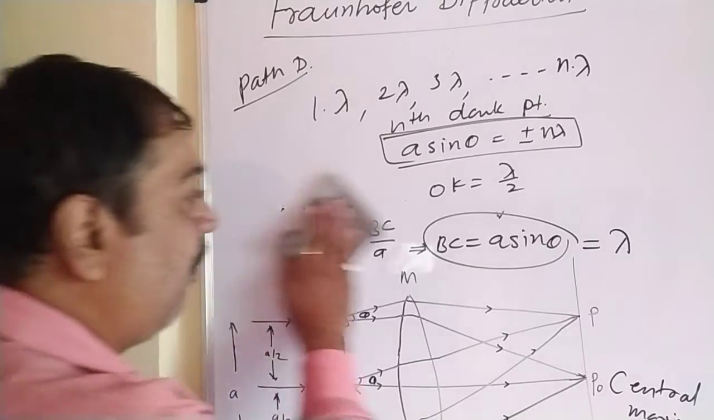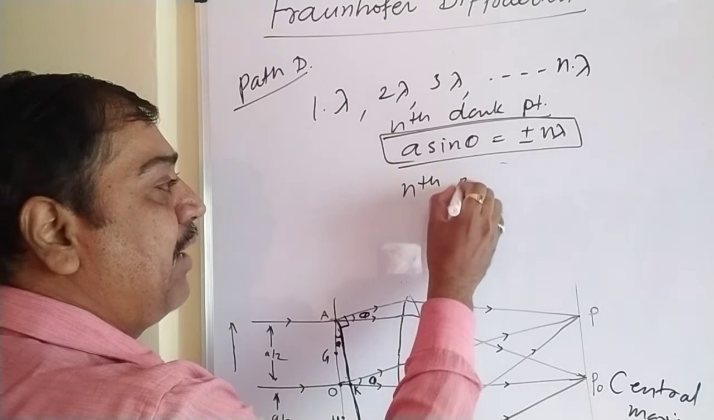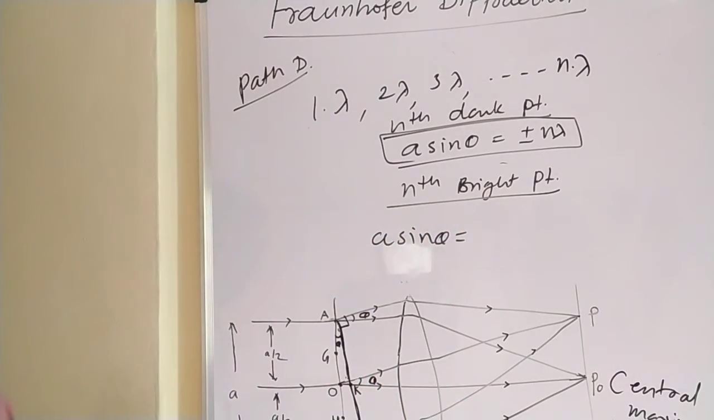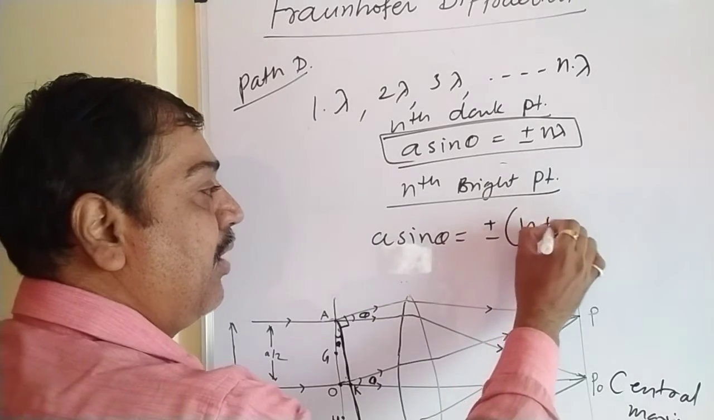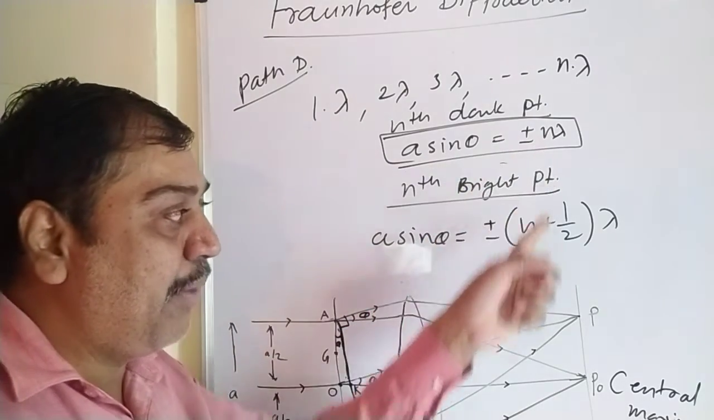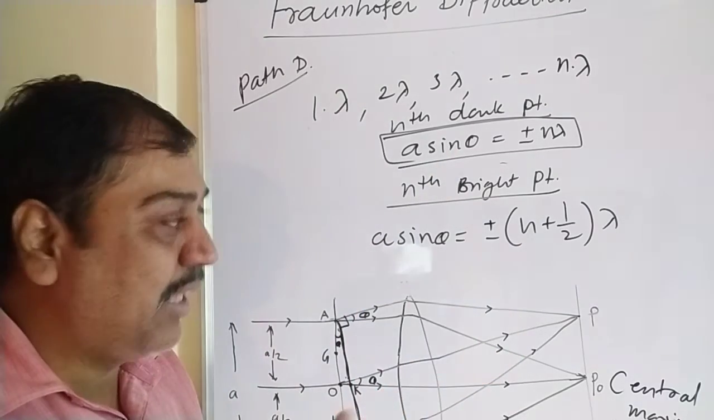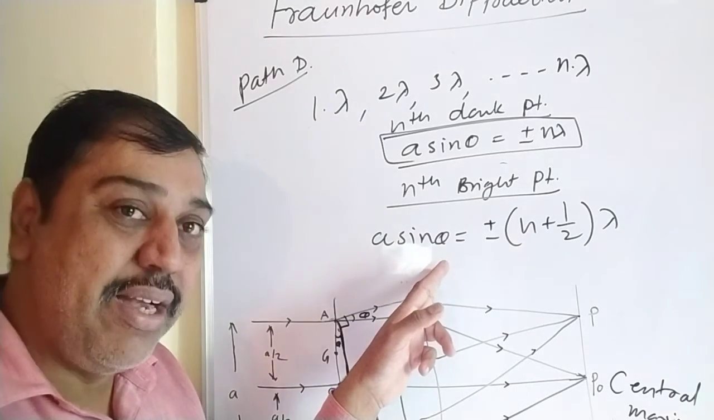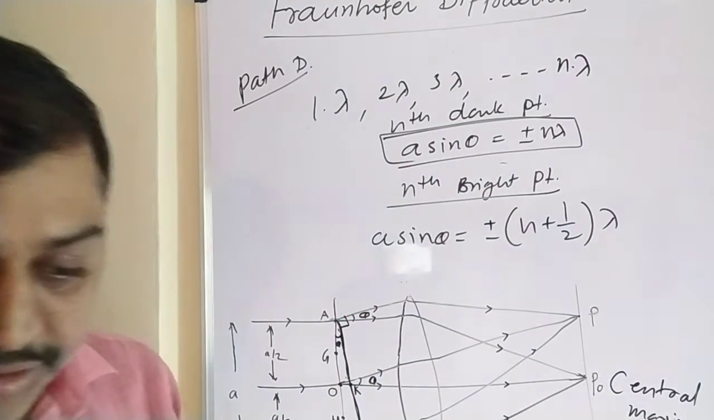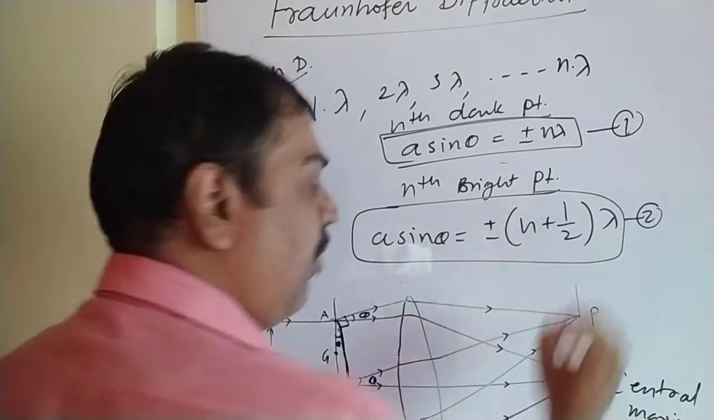Similarly, you can write a condition for secondary bright points, in general the nth bright point, and that is a sine theta equal to plus minus (n plus 1 by 2) lambda. So for dark points the condition is an integral multiple, n lambda, and here it becomes an odd multiple of lambda by 2. That is the condition for secondary bright points, or maximum intensity points, secondary maxima. Bright point means secondary maxima, dark point means secondary minima. These are the two equations we have derived. Suppose this is equation 1, the condition for dark points, and this is equation 2, the condition for bright points.